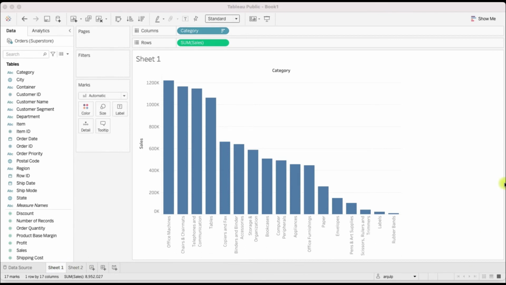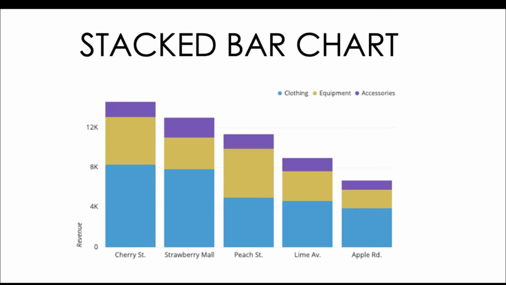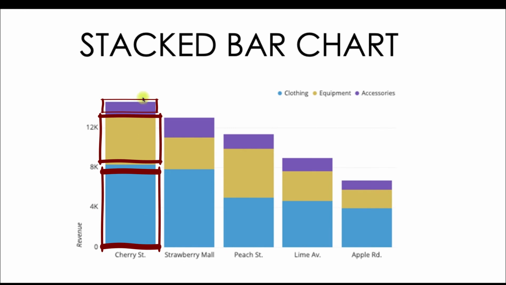Now let's move to discuss the stacked bar chart. So in a stacked bar chart, basically we have again axis and dimensions, and within each dimension there will be a further split of another dimension. So these, say clothing, equipment, accessories, are being stacked one over the other in a single bar. So that's why this is called a stacked bar chart.